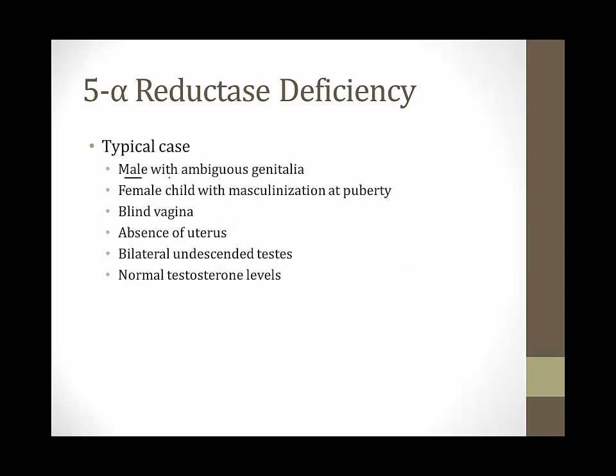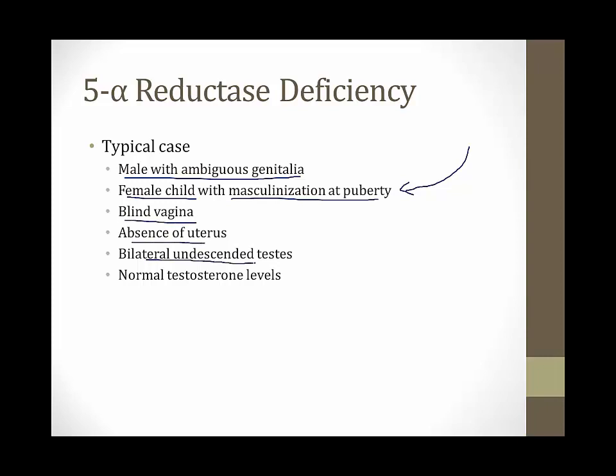So the typical case of 5-alpha reductase deficiency that you should be prepared to recognize for your board exams is either a male who is born with ambiguous external genitalia, or it may be a female child who is raised as a female and then develops masculinization at puberty. This is a common presentation because sometimes the baby appears to be female, and it's not until puberty, when the Leydig cells produce lots of testosterone, that it becomes obvious that something is wrong.